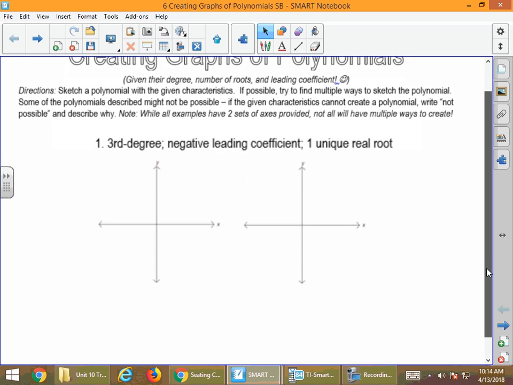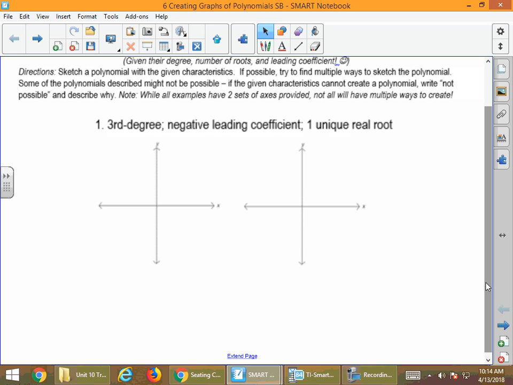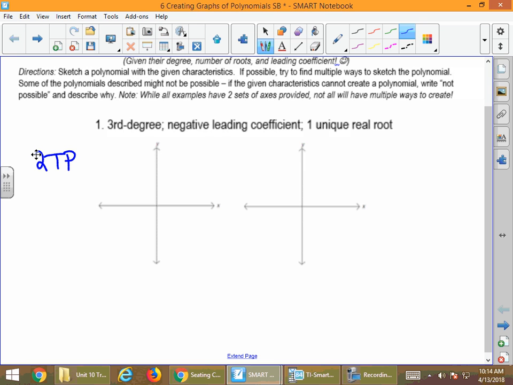So as we take a look at this first one, it says third degree. When we think third degree, how many turning points do we have? One less turning point than degree. So we're going to have two turning points when we draw this.